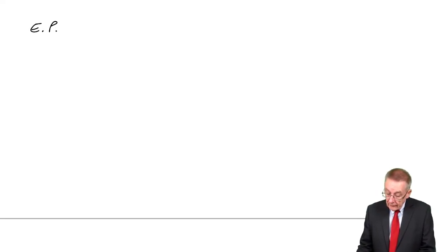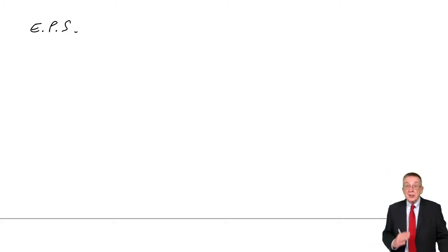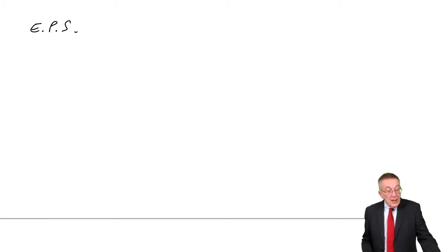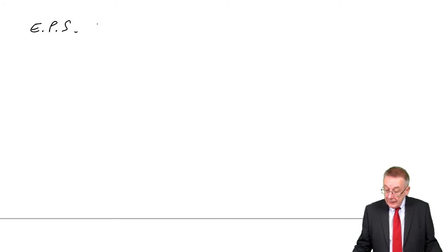Next one. Earnings per share. This you should be happy about from earlier exams, but again, it's only ordinary shareholders. The earnings per share, it's the profit available for ordinary shareholders.